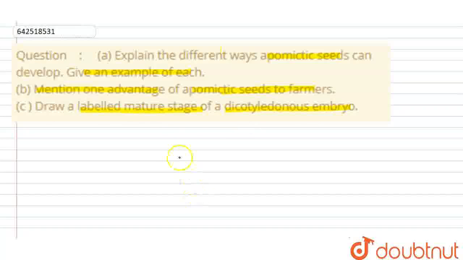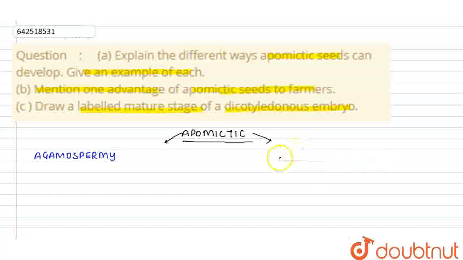So what do you mean by the apomictic seeds? Apomictic seeds are the seeds that can be produced without fertilization. So no fertilization will occur, still we get seeds. It can be produced by two methods. First method is known as agamospermy.